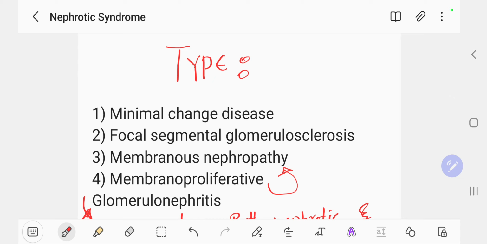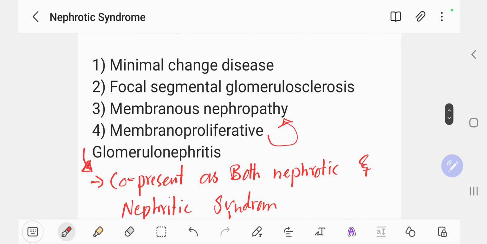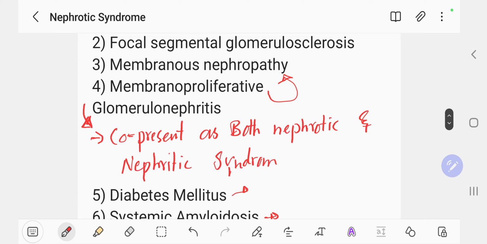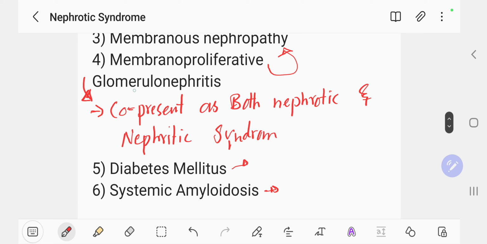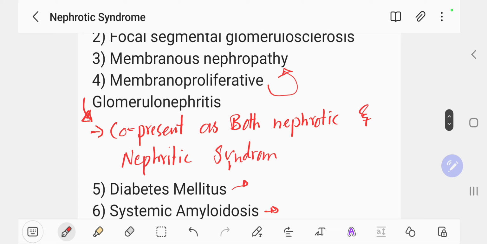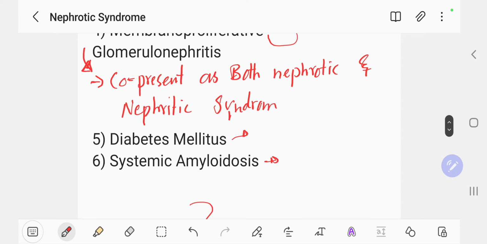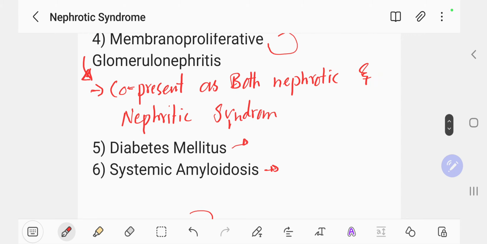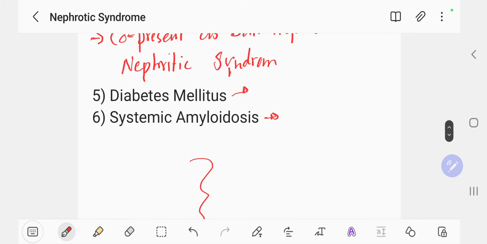Okay, now let's talk about the types of nephrotic syndrome. Be careful, you have to memorize the types of nephrotic syndrome on the tip of your finger. There is minimal change disease, focal segmental glomerulosclerosis, membranous nephropathy, and membranoproliferative glomerulonephritis. Actually, this one is co-present as both nephrotic and nephritic syndrome, but we will clear this point, that we have to differentiate these from membranous nephropathy. And there is diabetes mellitus and systemic amyloidosis. So these are the types of nephrotic syndrome.